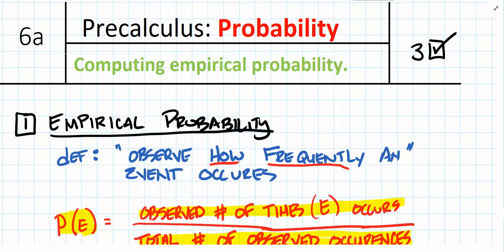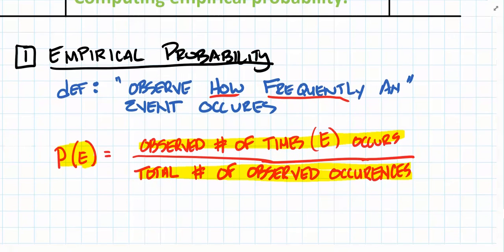Welcome to Precalculus Concept 6a, Probability. We're going to learn how to compute empirical probability, and there are 3 boxes. So box number 1, let's talk about what empirical probability is.